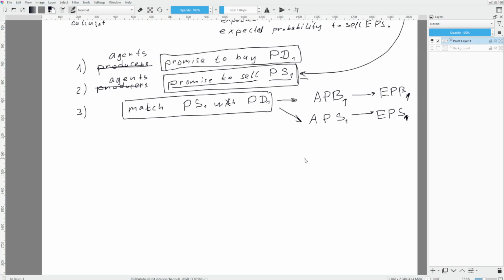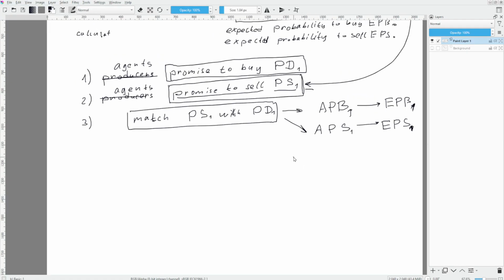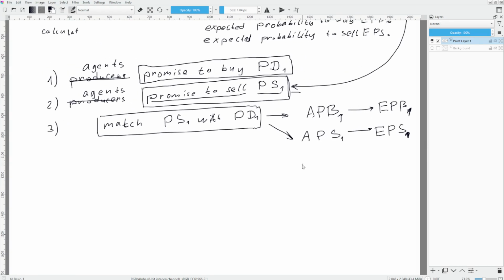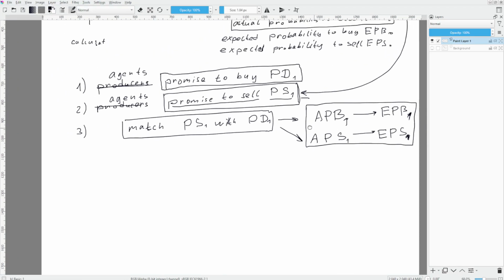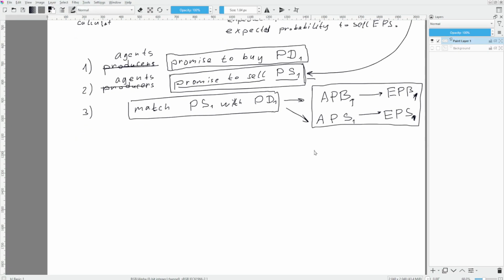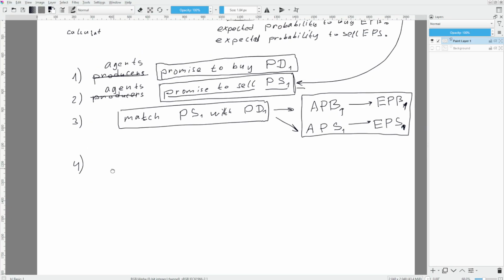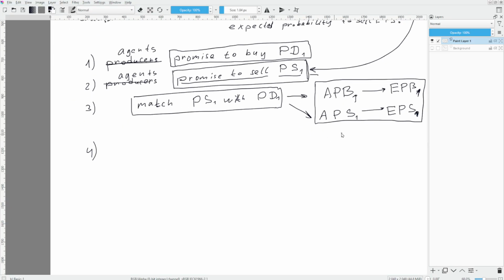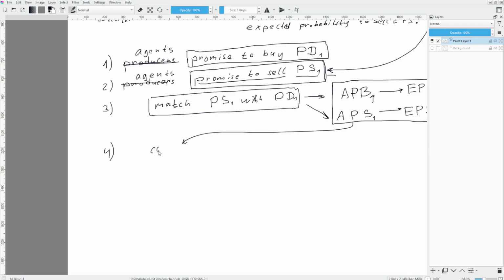And that's all. That's all the economy update of promise of generation of supply and demand, because now we have these values. And now we can actually calculate how many goods were actually bought or sold. So the next step, step 4, we use these values to calculate actual production.